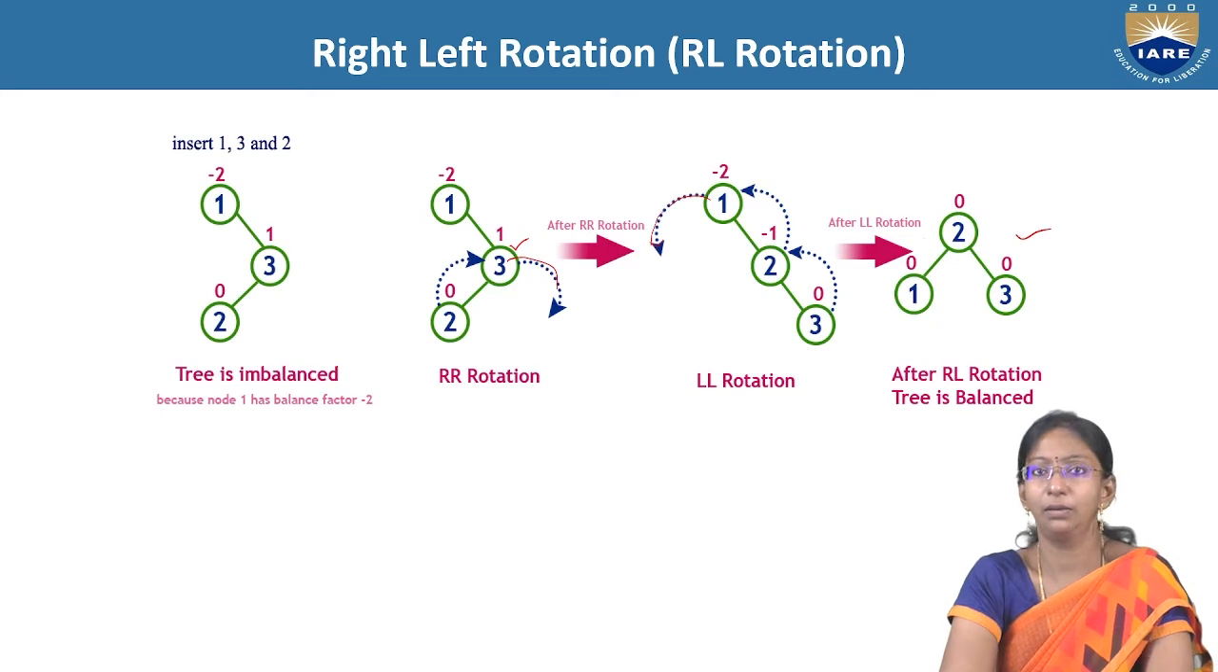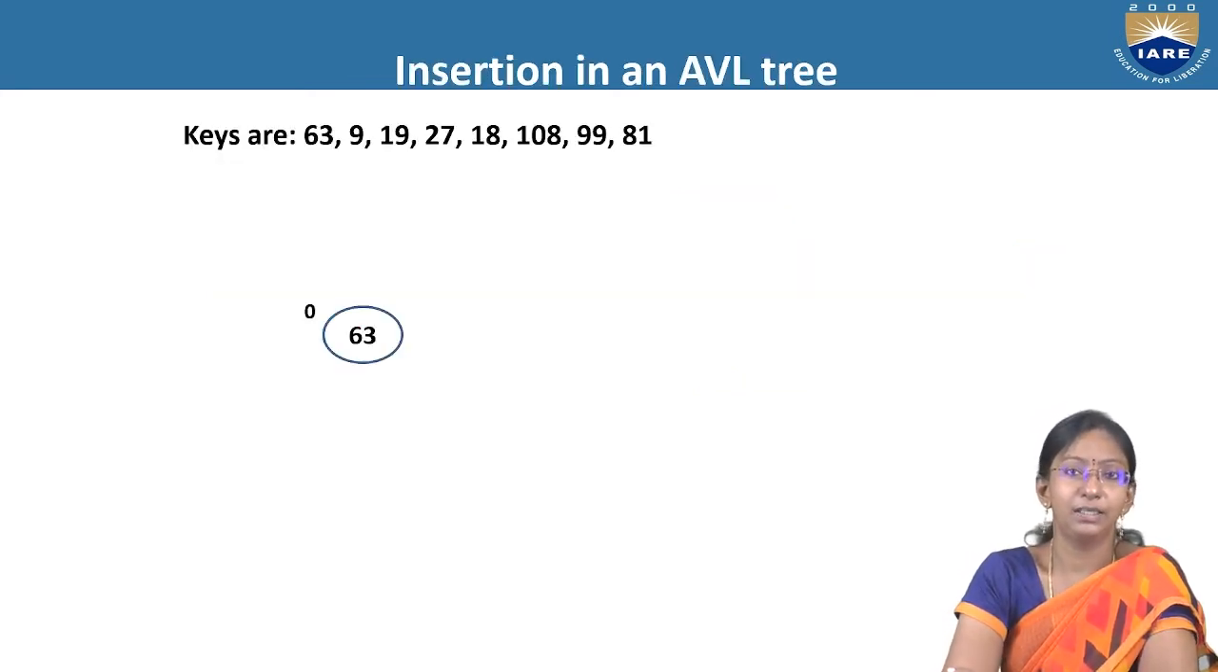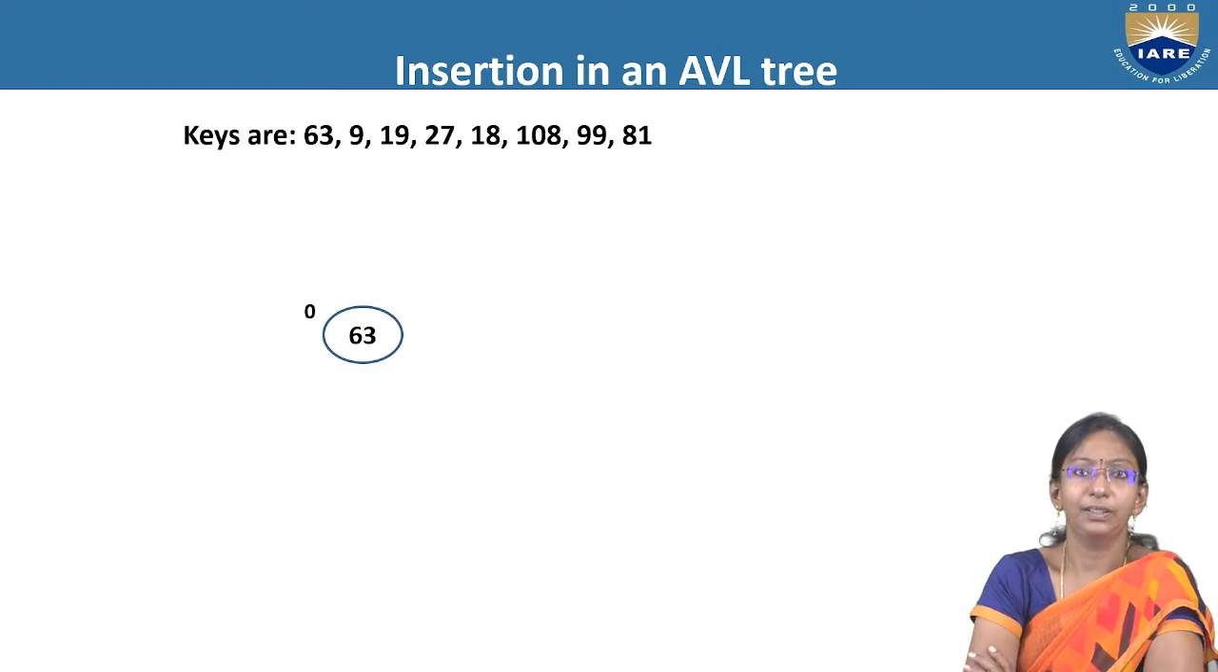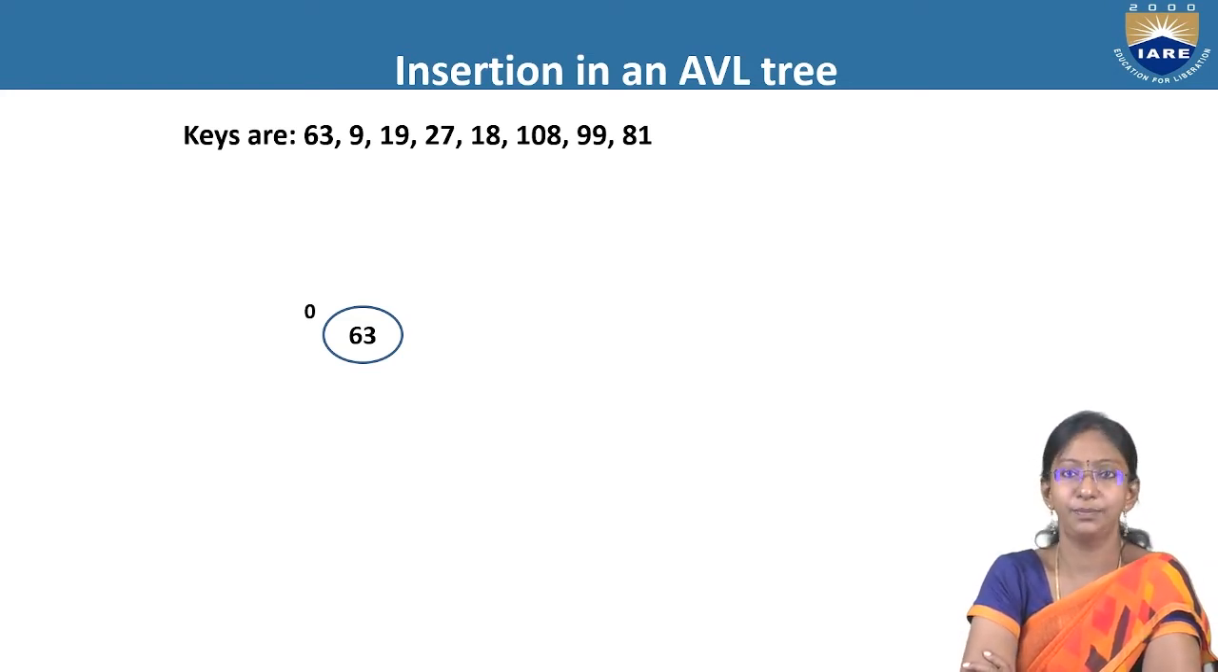Okay, then you can clearly balance the tree. Now let's have a look at an example. This is a random list I have taken and I'm going to perform the insertion. The insertion will be the same as it is in a BST. There is no change in it.